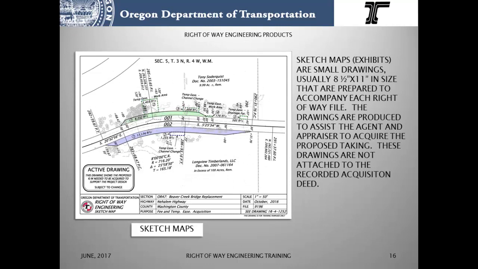So sketch maps. These are small drawings, usually 8.5 by 11, and they are prepared to accompany each right-of-way file. The drawings are produced to assist the agent and the appraiser to acquire the proposed taking. These drawings are not attached to the recorded acquisition deed.